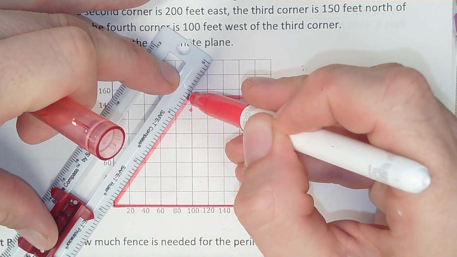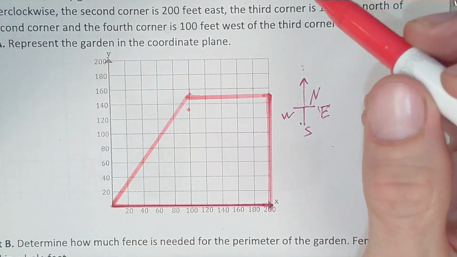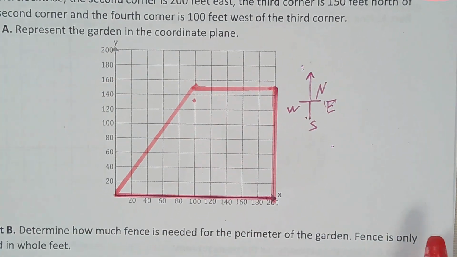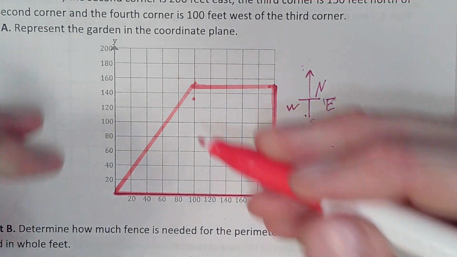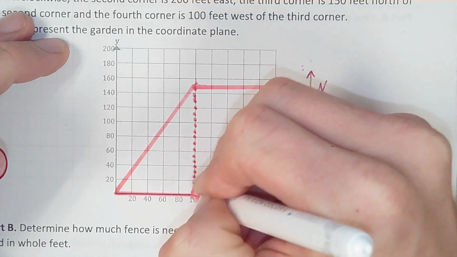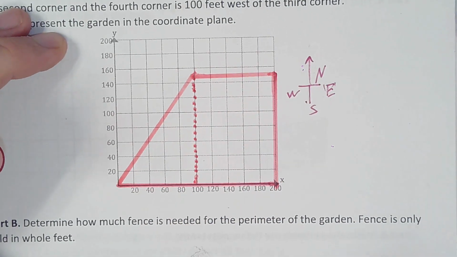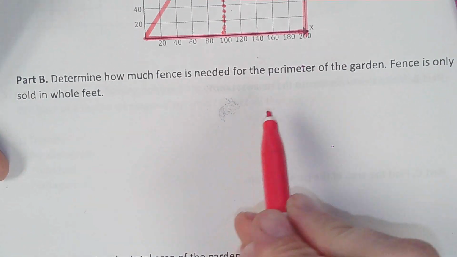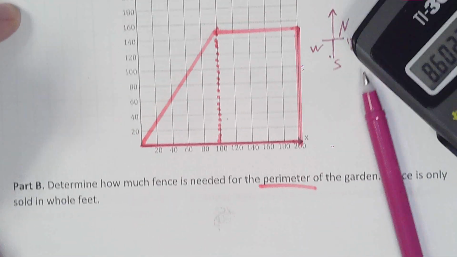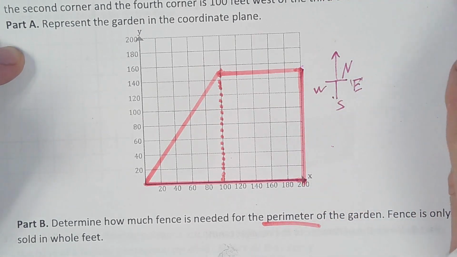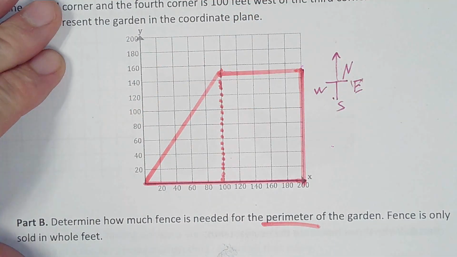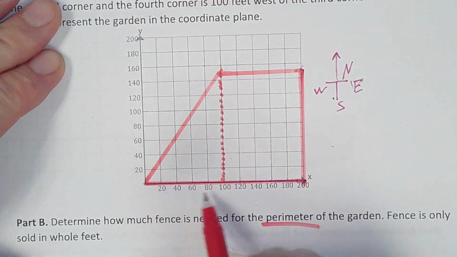That is the perimeter of this garden. Determine how much fence is needed. So what's the perimeter? Well, look at this. We have a triangle, and it's asking for the perimeter and the area. Oh man, this one's a toughie. Not really. All right. So we have from here to here, from here to here.